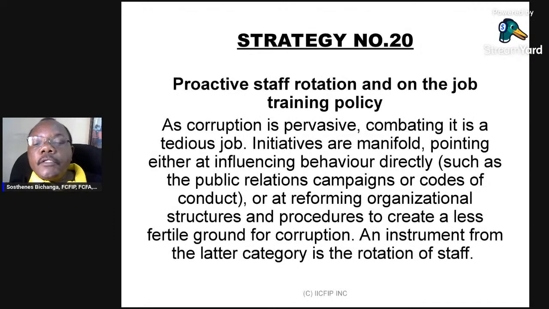As corruption is pervasive, combating it is a tedious job. Initiatives are manifold, pointing either at influencing behavior directly, such as public relations campaigns or codes of conduct, or at reforming organizational structures and procedures to create a less fertile ground for corruption. An instrument from the latter category is the rotation of staff.